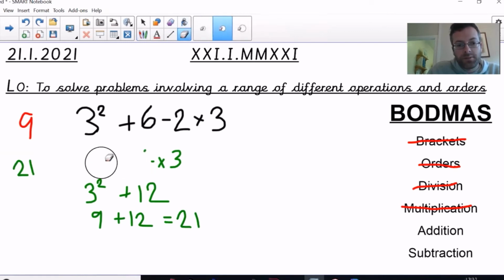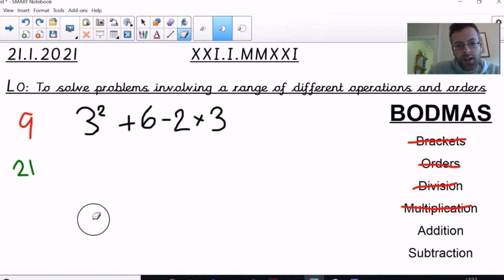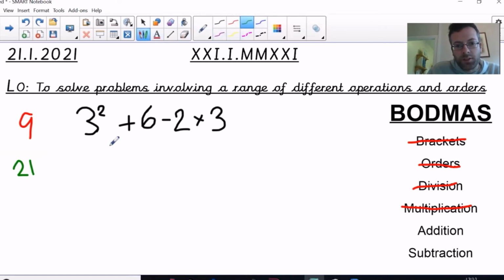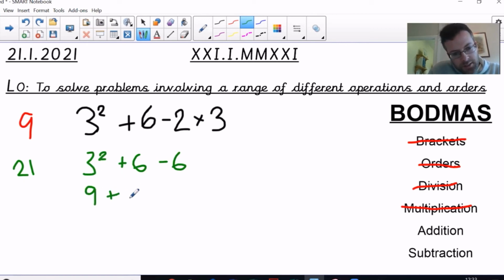Is there another way? So this is what I want you to do in those questions. Just investigate how many different ways there are that you could have done it if you'd done it wrong. So let's say I did the 2 times 3 bit first. So then I get 3 squared, add 6, take away 6. Then I did this bit, so that's going to be 9, add 6, take away 6. This actually is going to be the same answer, isn't it? So 9 add 6 is 15, take away 6 gets me to 9. And you can have a little investigate to see if there's any other ways of doing it.